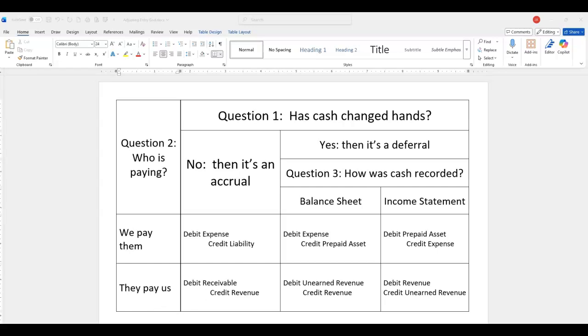The other possibility is the answer to question 1 is that yes, cash has changed hands. Then we ask the same question: who's paying whom? If they're paying us, and we're going to talk about this, hang on just a second, let me get my cursor back visible to me. There we go.